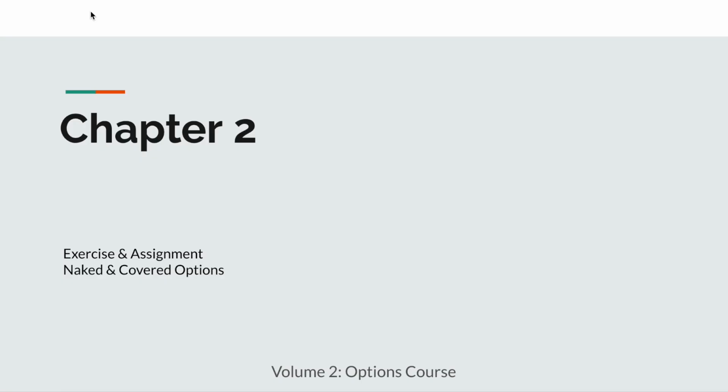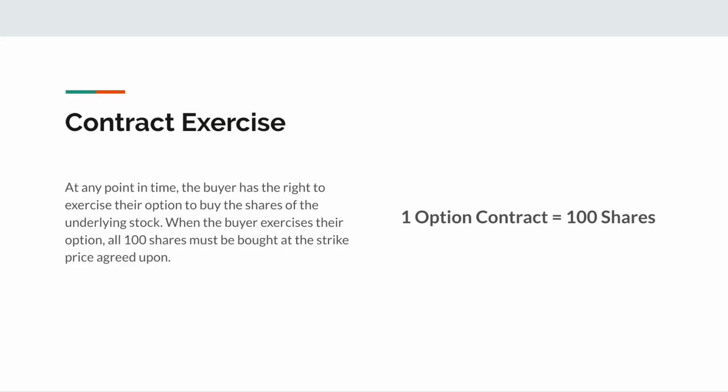Hey guys, Q again. Today we're going to talk about Chapter 2, which includes exercise and assignment of options and naked and covered options. This is fairly an explanatory chapter, so we're not going to be going into the technicals too much, but I would like to explain what exercise and assignment means because they're pretty critical for you as an option trader. So without further ado, let's go ahead and get started with contract exercise.